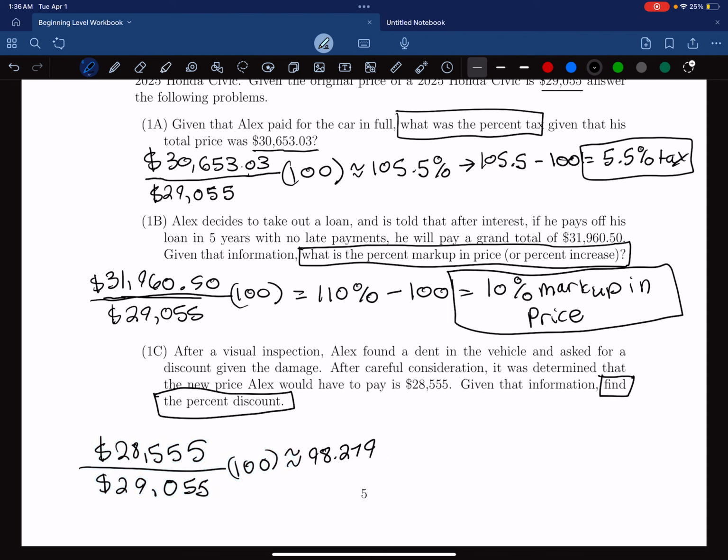98.279. And now because this is less than 100%, we're going to take this value and subtract it from 100. So we're going to do 100 minus 98.279. And that is going to get us approximately 1.72%. And as we've seen before, this is a percent decrease because he's given a discount. So we're going to put approximately 1.72% decrease.